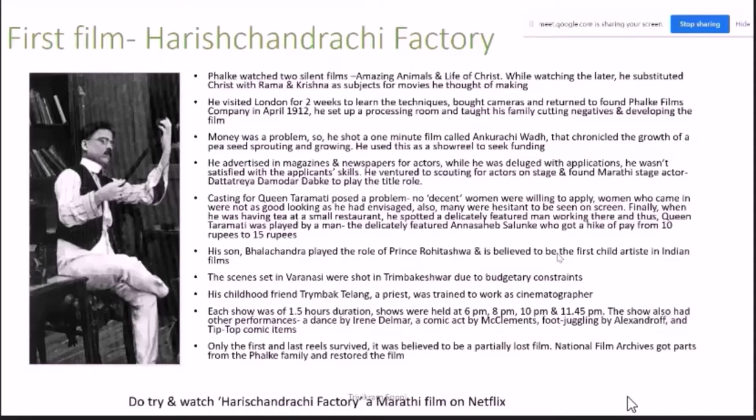Then he advertised in magazines and papers for actors. While he got a lot of applications, he wasn't satisfied with the skills that the applicants had. Then he thought of looking for actors on stage and found a Marathi stage actor called Dattatreya Dabke to play the title role. Casting for Taramati, the queen, was a problem because no decent women, quote-unquote decent, were willing to apply. Women who came in were not as good-looking as he had thought they should be. Also, many were hesitant to be seen on screen.